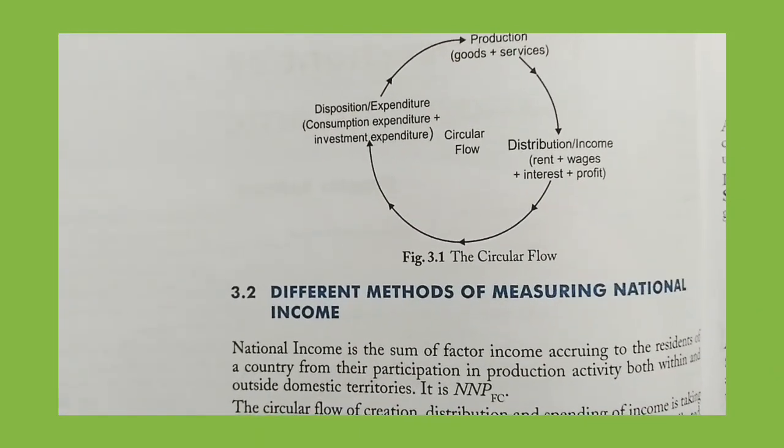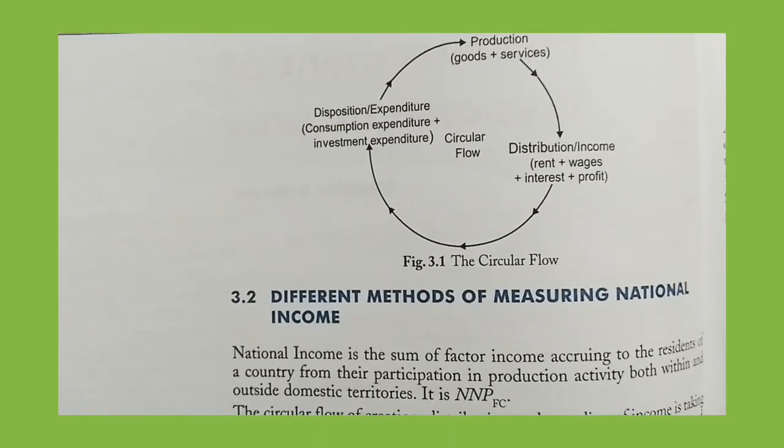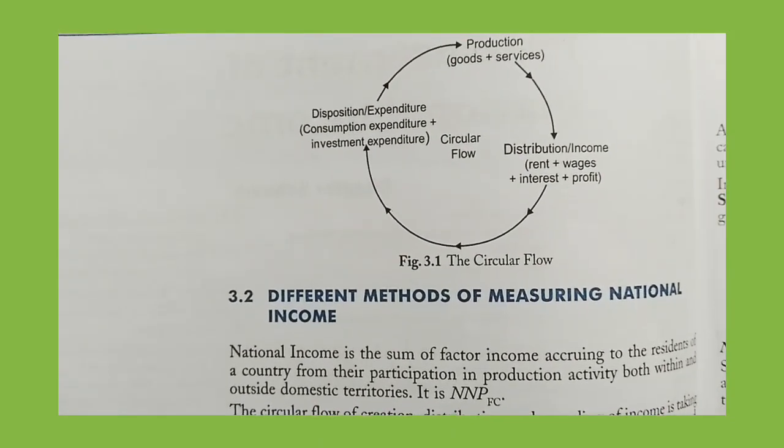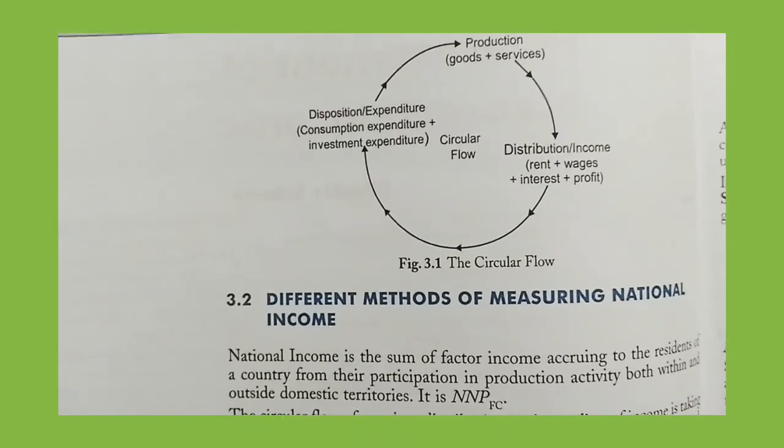Attempts have been made by various economists to measure the national income in terms of production, value added, income and expenditure. Now I am going to explain different methods of measuring national income. National income is a sum of factor income accruing to the residents of a country from their participation in production activity both within and outside of domestic territories. It is NNPFC, Net National Product at Factor Cost.